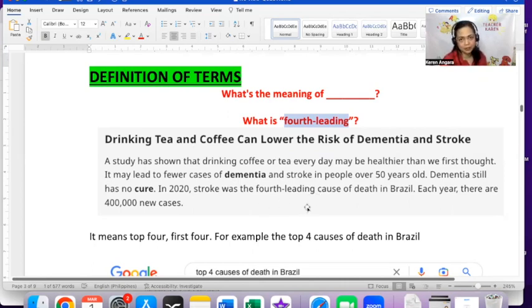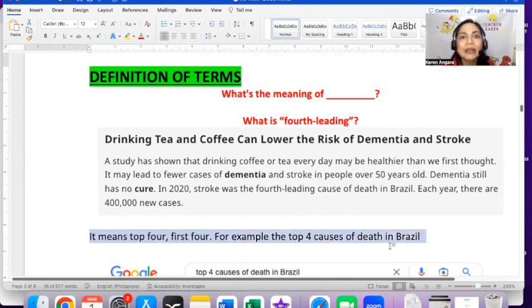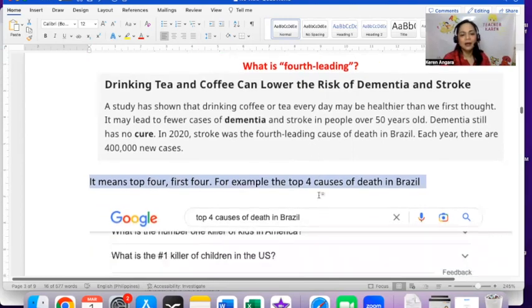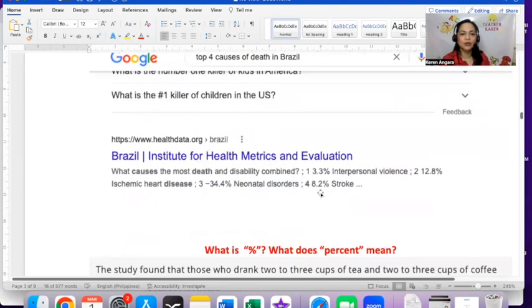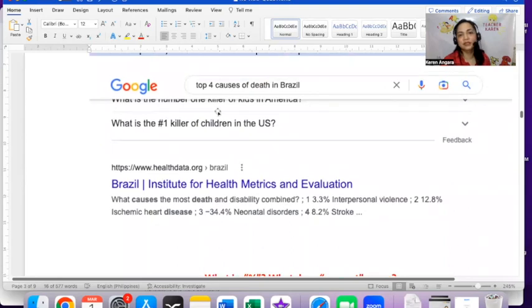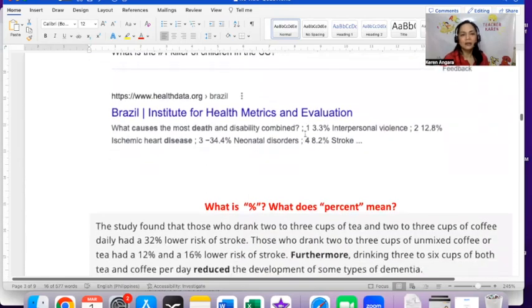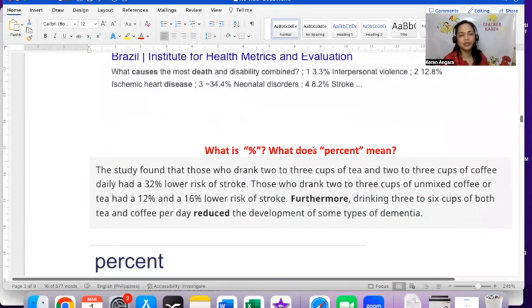So you just have to explain that and write it on the chat box. So you could write fourth leading means top four or first four. For example, the top four causes of death in Brazil. You have to type this on the chat box. Okay. Now let's continue. If the student, let's say, wants to know more about the top four causes of death in Brazil, go ahead and Google it. Multitask. Another example of a trap question when it comes to definition of terms would be, what is percent?